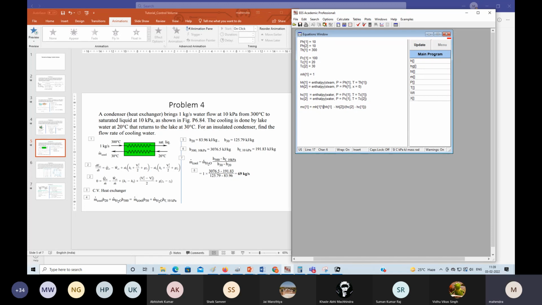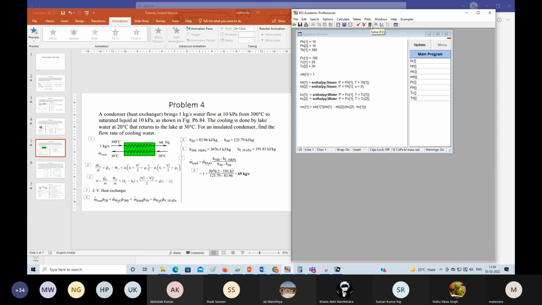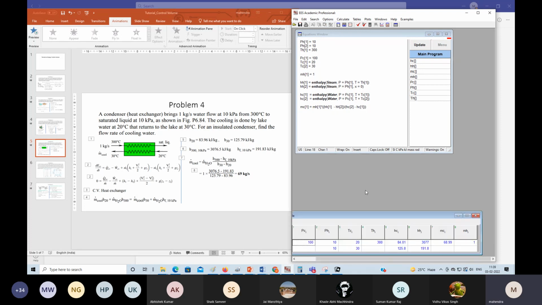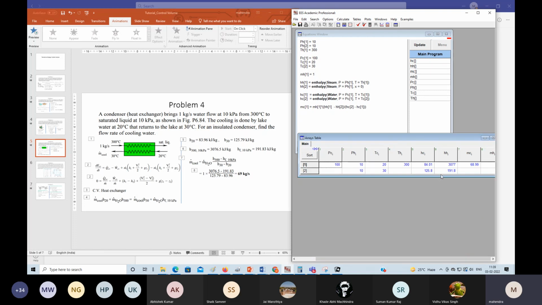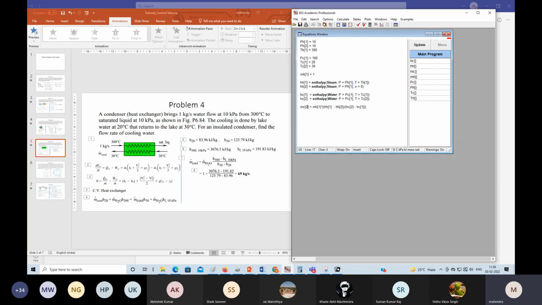Okay, so done. All the data is given, enthalpy is calculated, and mass we are calculating. Let me run and see. Where is the table? Okay, here. So it is giving you 68.99 kg. Yes, sir. Here actually we are asking for the data in terms of the table. Let us put 2 here, otherwise I should be confused.